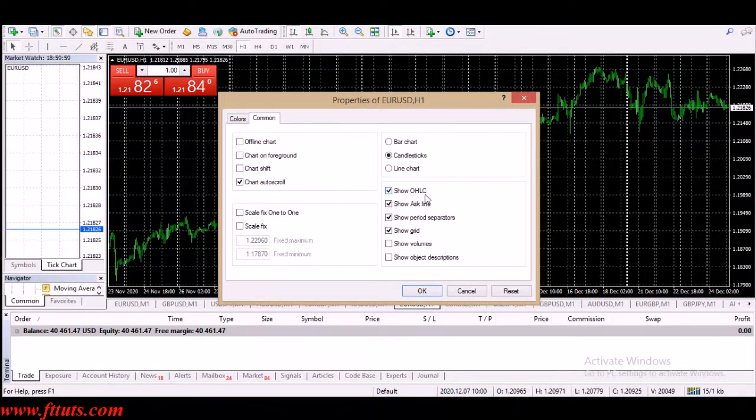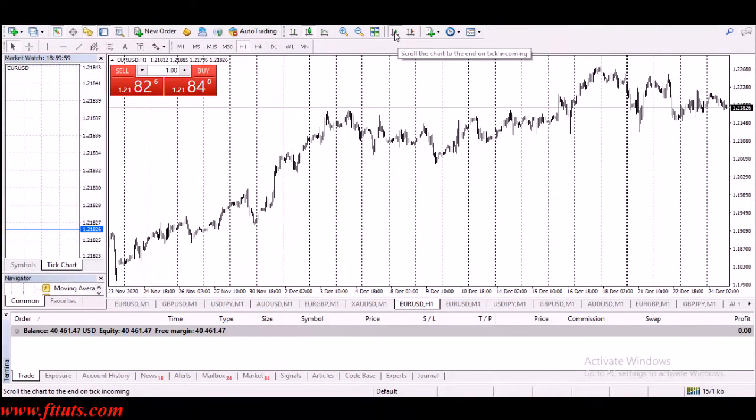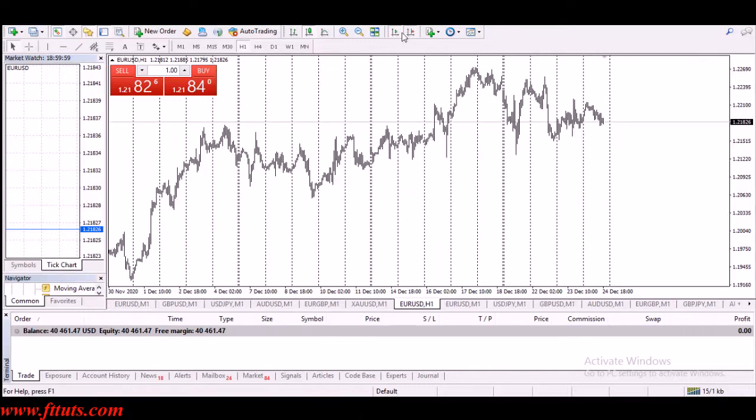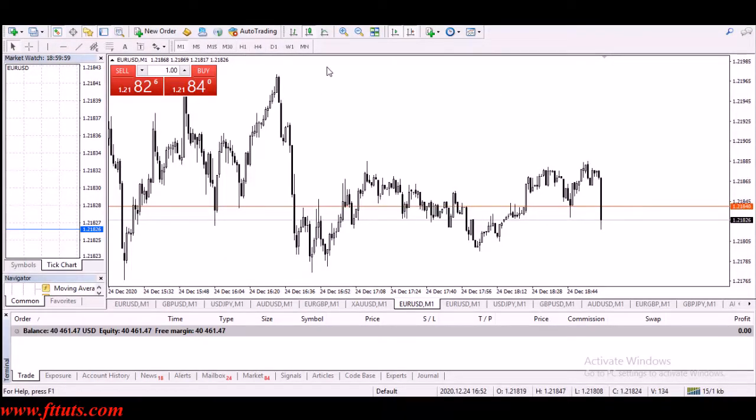Show OHLC, open, high, low, close. These are the 4 prices. Tick on it, select show ask line, select show period separators. So you have these period separators between each period, these vertical lines, and remove grid for more clarity. Don't use volume and don't select this one. Also in colors, so now your chart will be looking like that. Click on this one and on this one to make your chart in the present. Then I will be going to M1 and that's it.